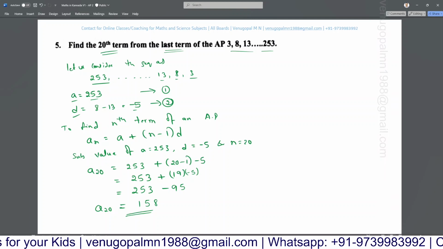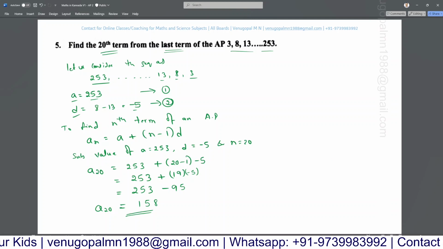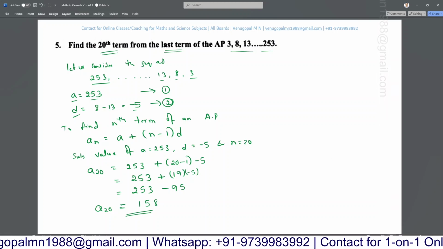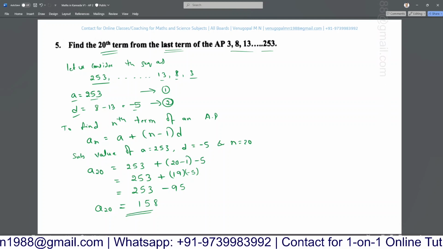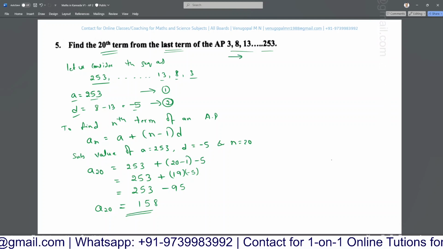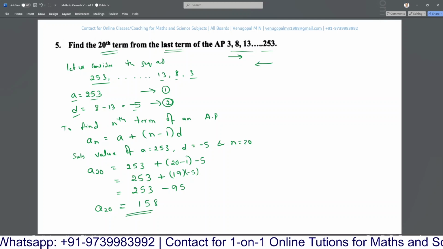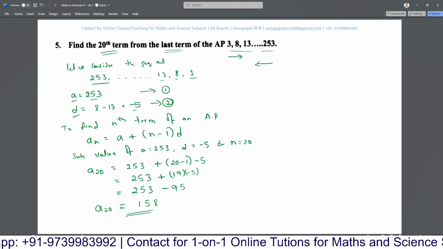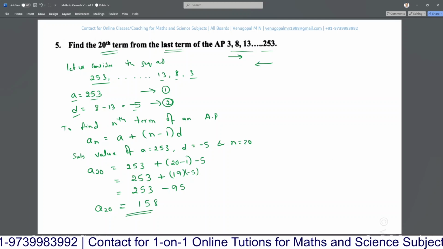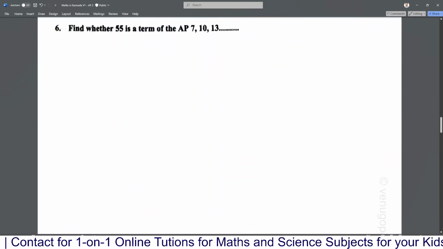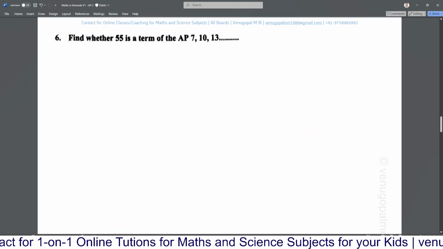Got it, guys? You don't have to think in too complicated a way. Whatever topic you are aware of, you can make use of that knowledge and find out. All we did was, this was the AP they have given, and if you go back, that will also be an AP, but the common difference sign will be opposite. Okay, guys? Great. So let us move on with the next question.